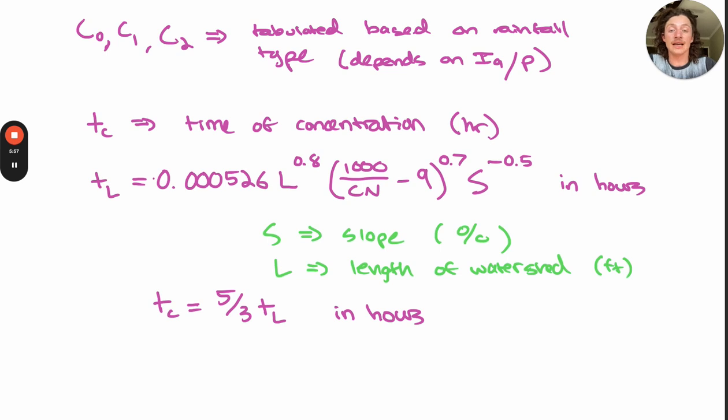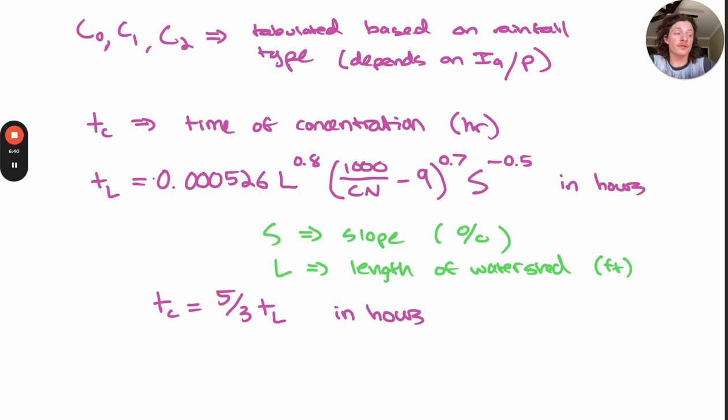And the last bit we need to get is our time of concentration in hours, Tc. This is how long it takes for runoff to flow from the furthest point of the watershed to our point of interest. This can be estimated with the SCS lag formula. And the lag formula is, once again, another empirical equation that is 0.000526 times L to the 0.8 times (1,000 over curve number minus 9) to the 0.7 times S to the negative 1/2. And that's going to be in hours. And then we can just calculate our Tc, our time of concentration, as 5/3 of our TL.